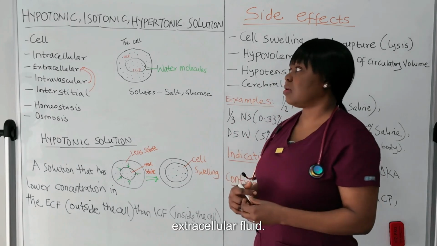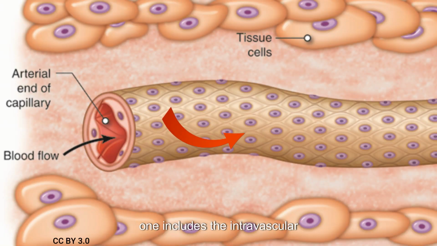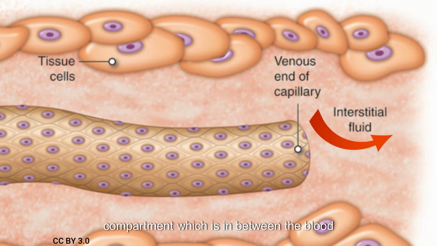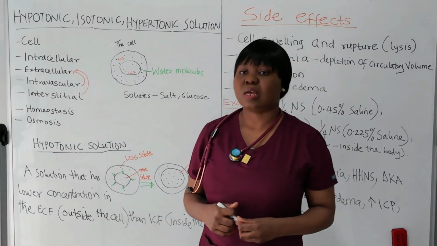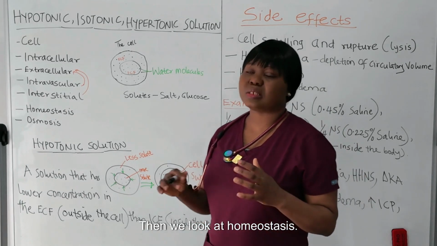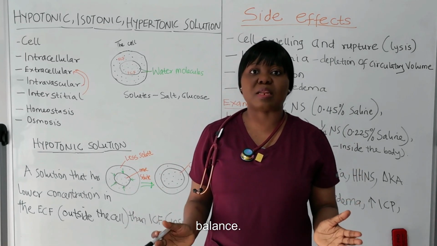called extracellular fluid. Then the extracellular compartment includes the intravascular compartment where we have the blood vessels. We have the interstitial compartment, which is in between the blood vessels. We have the transcellular, where we have the cerebrospinal fluids. Then we look at homeostasis. This has to do with a state of equilibrium. That's when the body is in a state of balance.